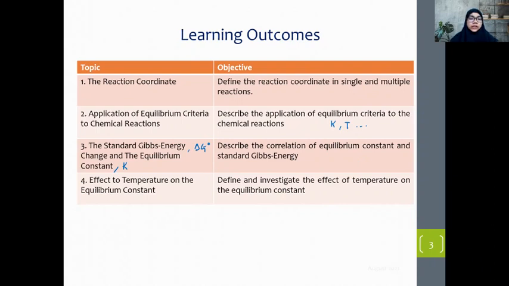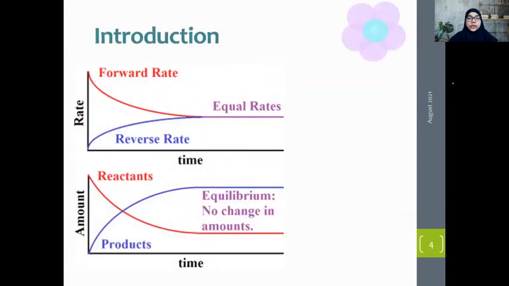And then for the last topic in this part, we can learn about the effect of the temperature on the equilibrium constant by investigating the effect of that temperature for that particular reaction. Okay, as the introduction, before we move to the first topic, let's recall your understanding of chemical reactions. Back to the topic, chemical reaction equilibria.